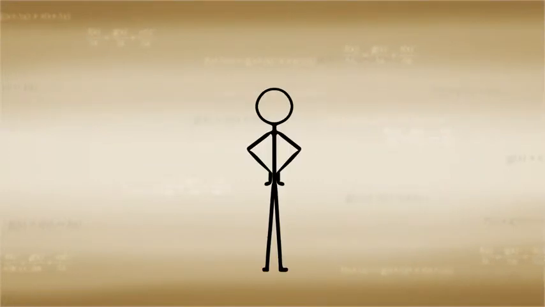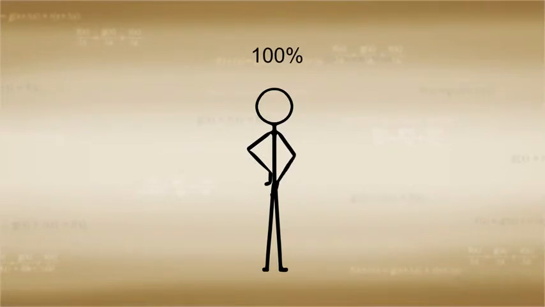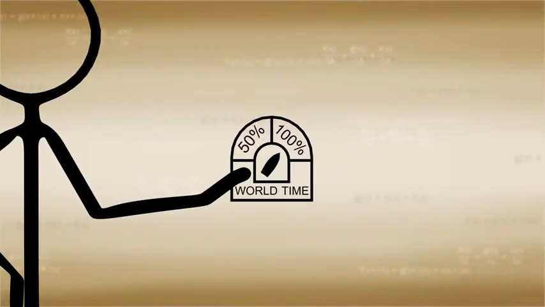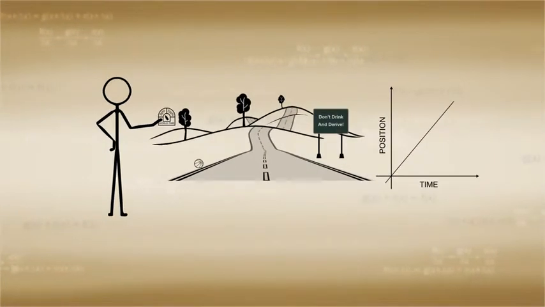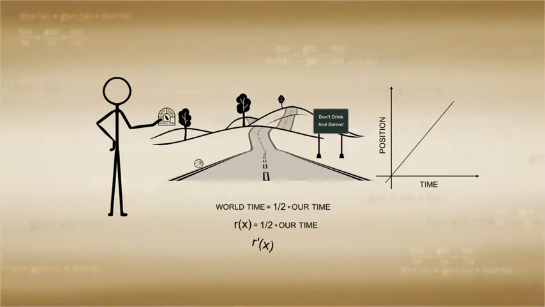At this point, we shall engage our imagination 100% and pull out of our pockets a device which slows down time so that everything looks like it's moving in slow motion. We shall turn the dial to slow down world time by a factor of 2. More formally, we can write this down as world time is equal to 1/2 of our time, and this can be our function r of x. The derivative of such a function is 1/2.